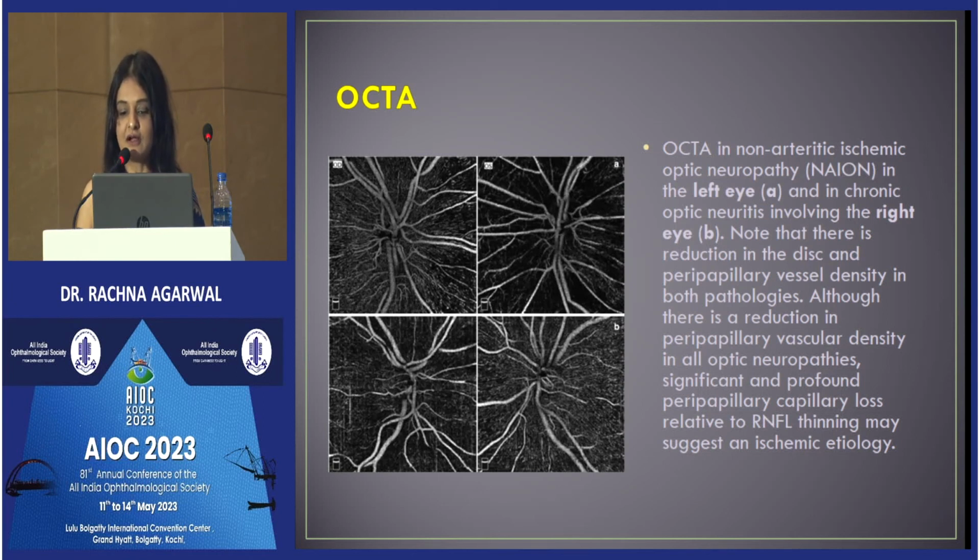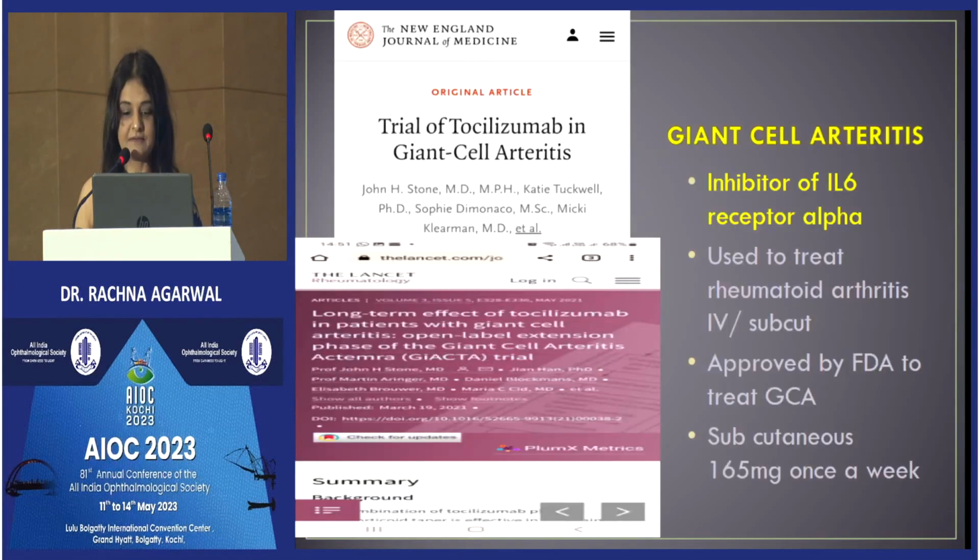OCT angiography in non-arteritic ischemic optic neuropathy in the left eye and in chronic optic neuritis involving the right eye. Note that there is reduction in disc and peripapillary vessel density in both pathologies. Although there is reduction in peripapillary vascular density in all optic neuropathies, significant and profound peripapillary capillary loss relative to RNFL thinning may suggest an ischemic etiology.